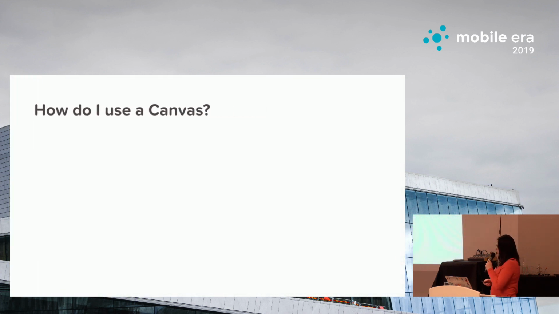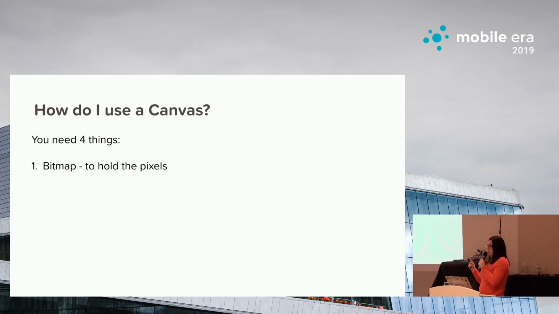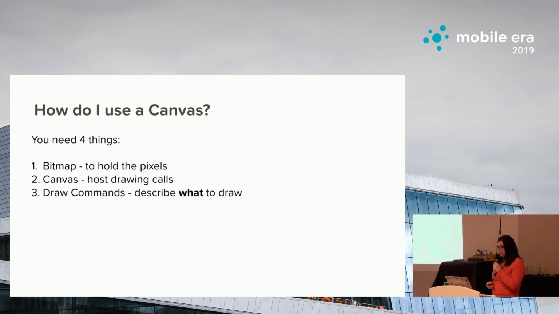Okay, so how do we actually use a canvas in Android? You need to do 4 things in order to get something to draw on a screen. 1, you need a bitmap or a view to hold the pixels on screen. 2, you need a canvas object, like what we had with that view that we created. And this will host all the drawing calls that we're going to show on screen.